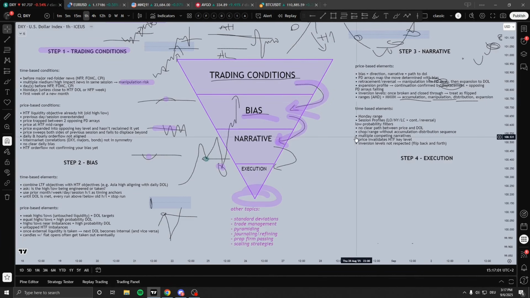The same as if we have multiple competing narratives. For example, you can frame a narrative for bullish and bearish, which sometimes can happen. But then the key is to just sit out and not force any side of the market. Just do nothing, all right?